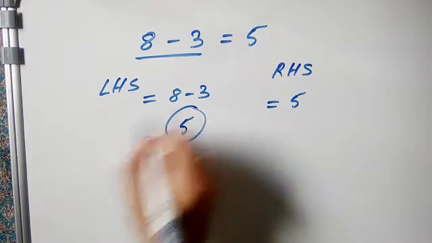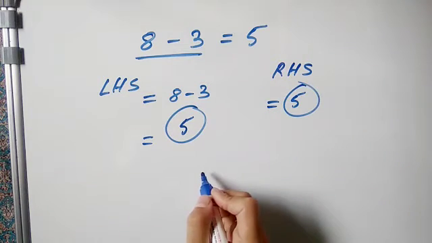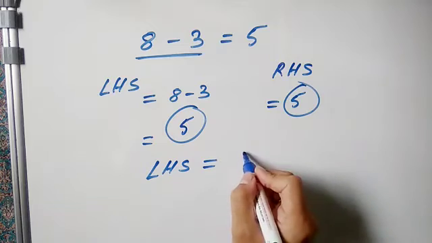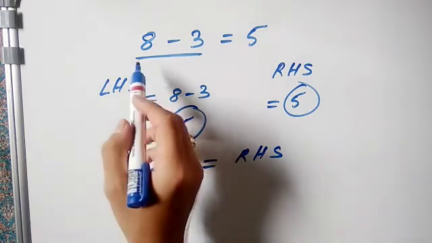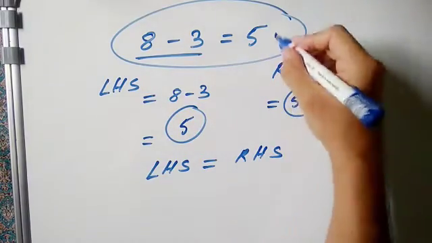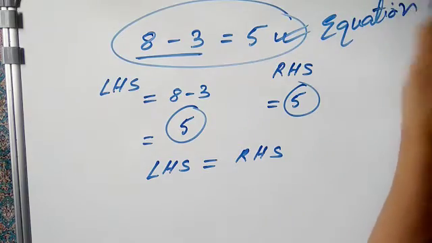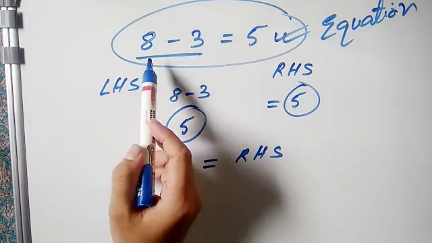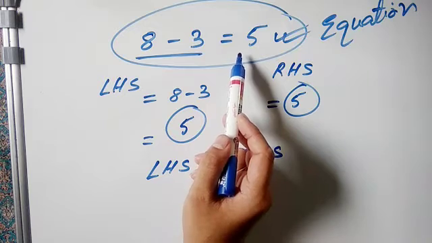So the value of left hand side is 5, and the value on the right hand side is also 5. So that means that left hand side is equal to right hand side. So 8 minus 3 equals to 5 is, yes, it is an equation. But here, do we see any variable here? Do we see any variable a, b, c or x, y, z here in this equation? No, there is no variable.